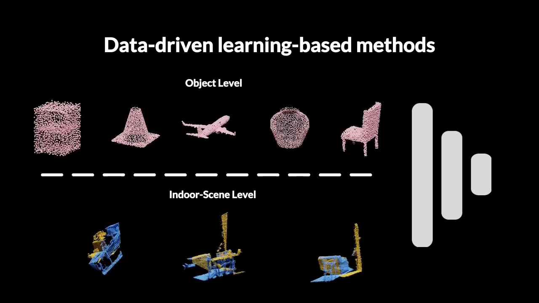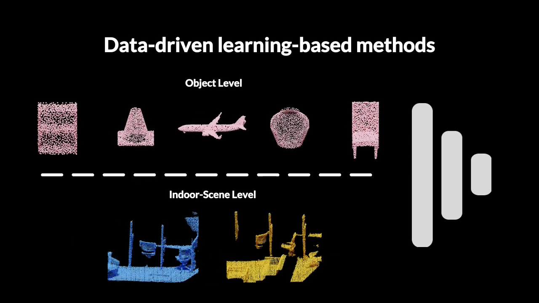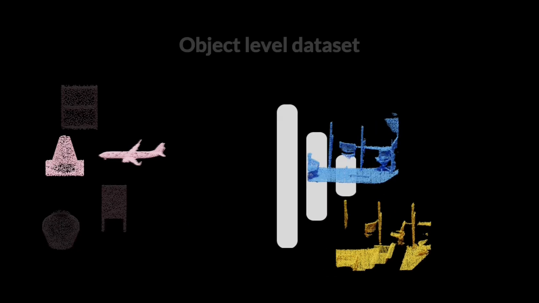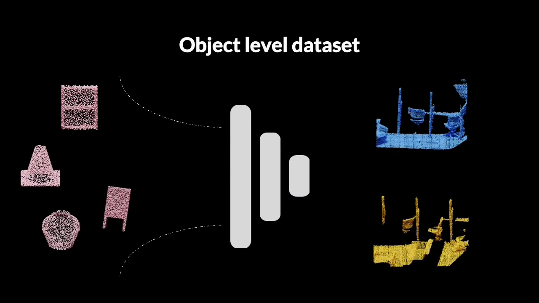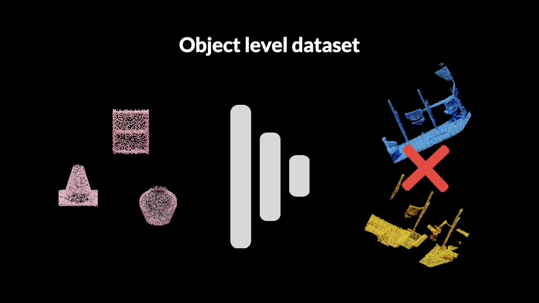To support the training, commonly used datasets can be divided into two categories: object level and indoor scene level. However, the model trained on the synthetic object-level dataset can hardly generalize to real-world indoor scenarios, since the object data has strong shape priors while the geometric structures in indoor scenes are much more complex and diverse.